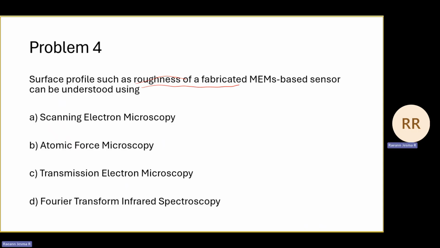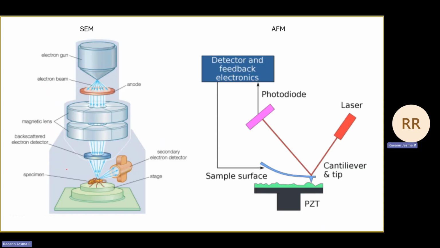Okay, so here we have different kinds of microscopy, right? Scanning electron, atomic force microscopy, transmission electron microscopy, and D is Fourier transform infrared spectroscopy. Okay, so first let us look at what each of these options are, and then we'll come on to what is the correct answer. Okay, so here you can see images of a SEM.